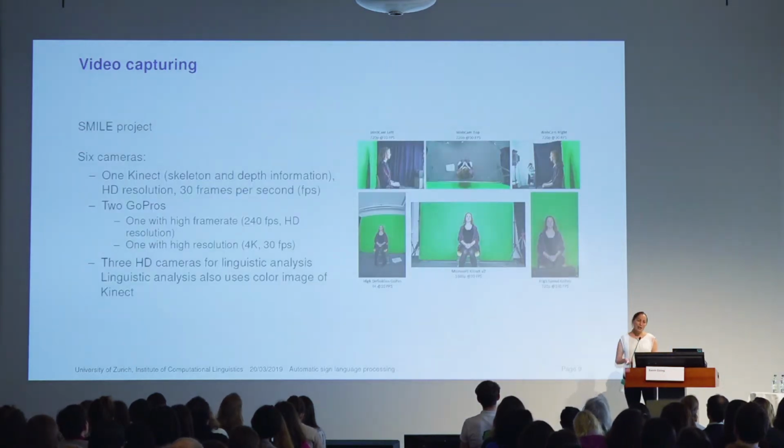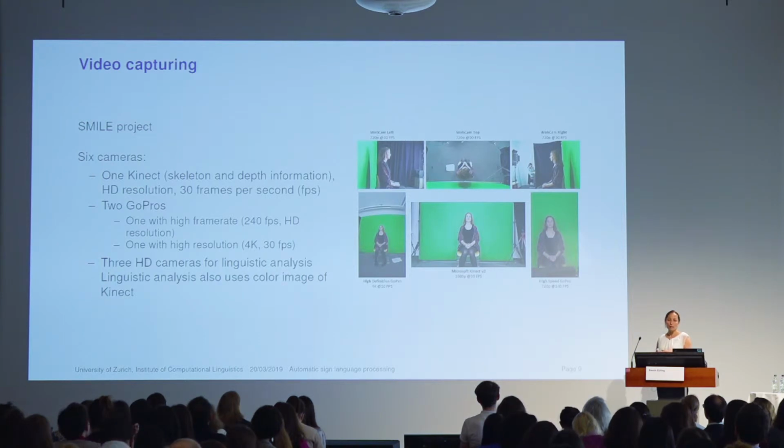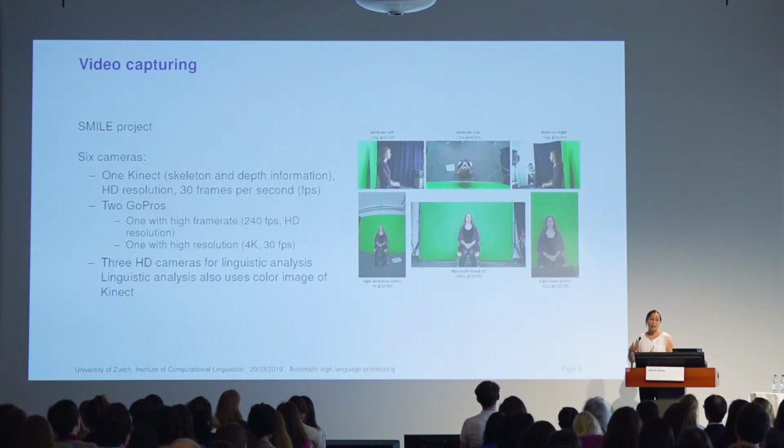So of course, in creating sign language data, first we need video data. And there it's been shown to be beneficial to use different types of cameras. So for a project that I'll talk about at the end, we used, for example, a Kinect sensor that gives us skeleton data as well as depth information. We used two different types of GoPros, one that ran at a high frame rate in order to minimize motion blur, because movements in sign language can be quite fast.